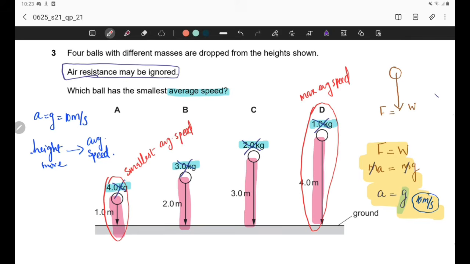And in the question we need to find which ball has the smallest average speed. Therefore, the correct answer is option A.